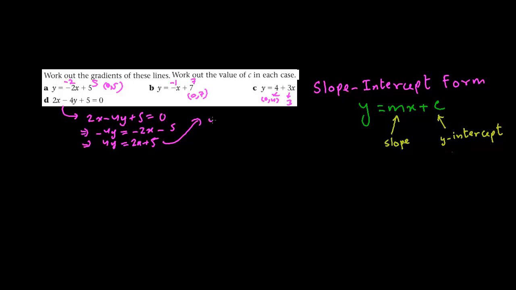Now divide both sides by 4, it would be y equals (2x plus 5) divided by 4, so it would be 2x by 4 plus 5 by 4. So the gradient would be 2 by 4, meaning half, and the y-intercept would be c equals 5 by 4. So the point would be (0, 5/4). So remember, if it's not in that format, you have to rearrange it in that form.